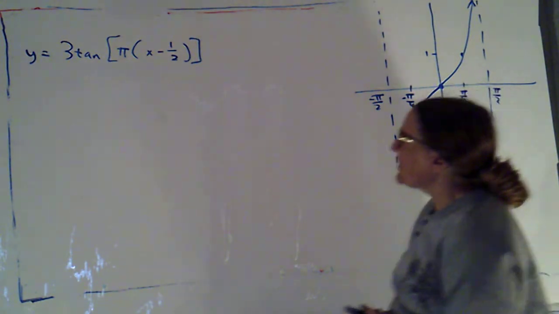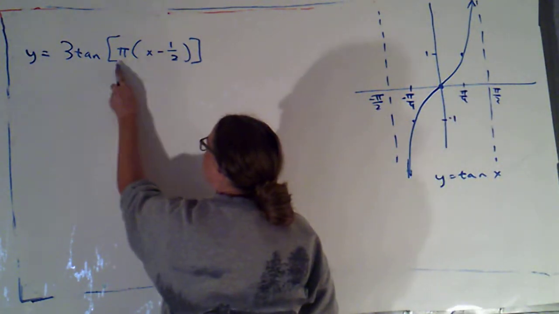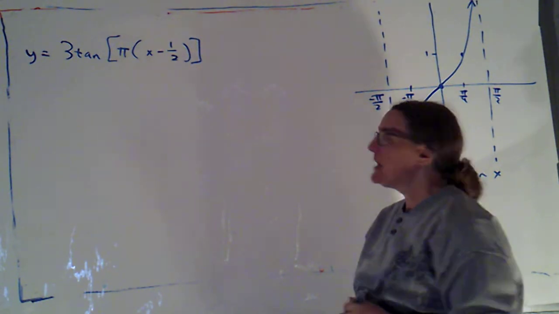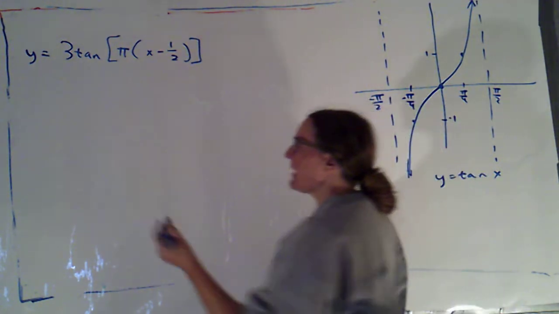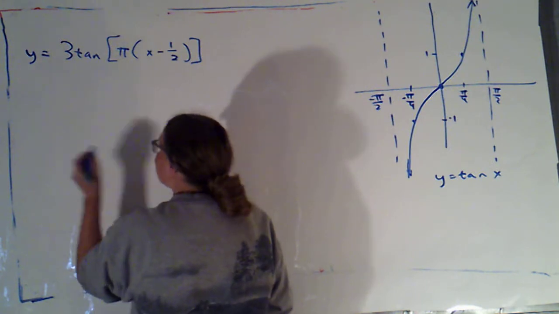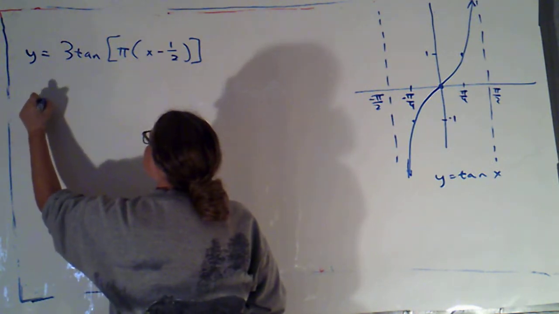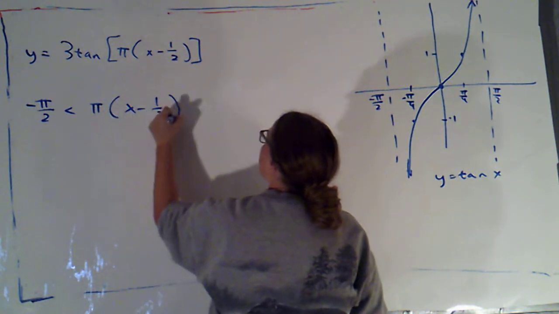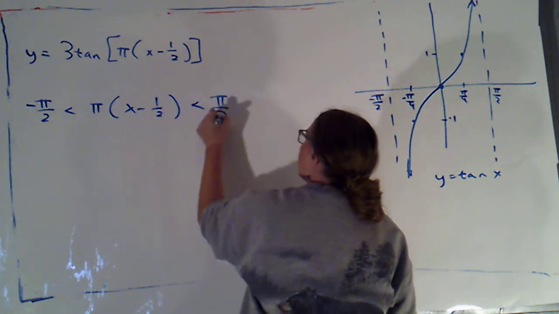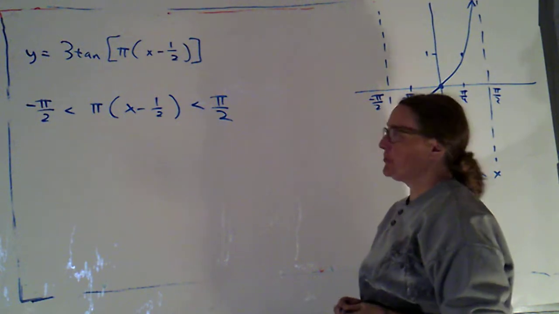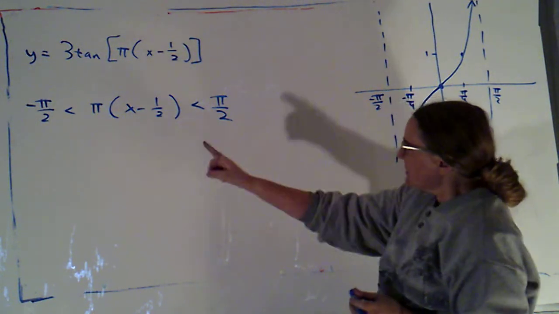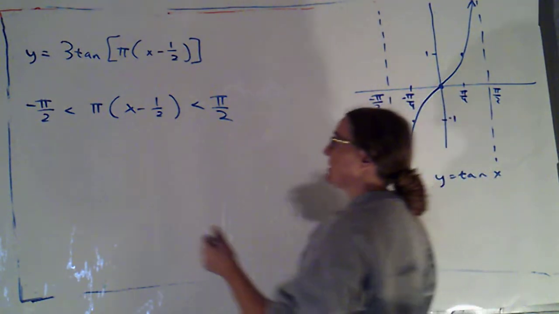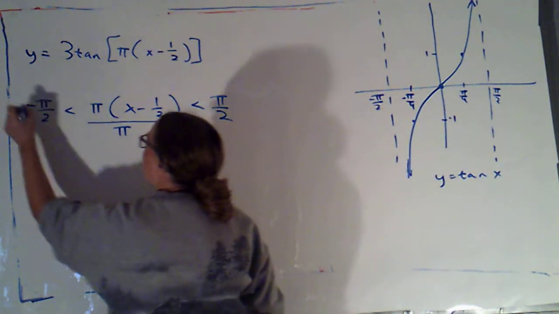All right, so everything I do before I plug into tangent is going to affect things horizontally. So let's start by working with that. So I know that tangent does its thing as the input varies between negative pi over 2 and positive pi over 2. So I'm going to solve for x, and what I get will be my new beginning and ending points. So I'm going to divide everything by pi.